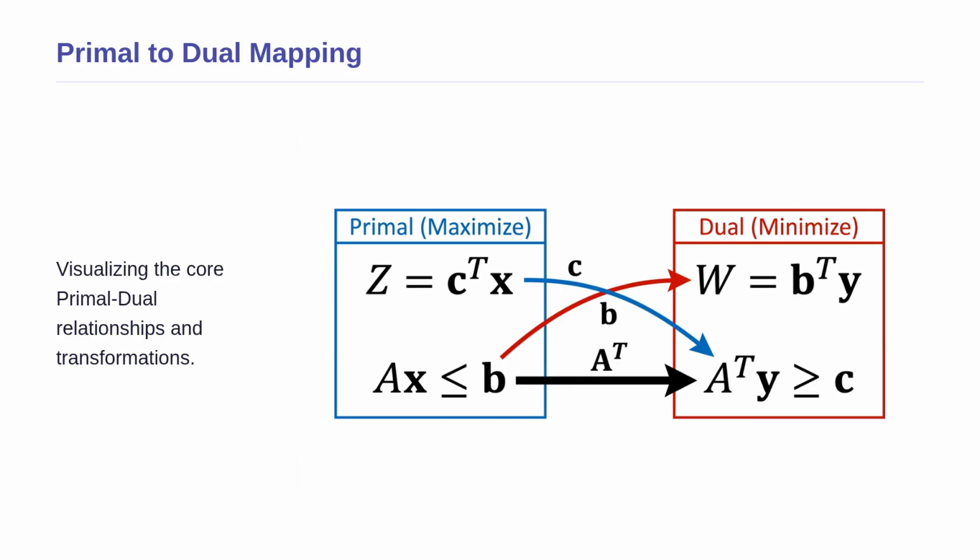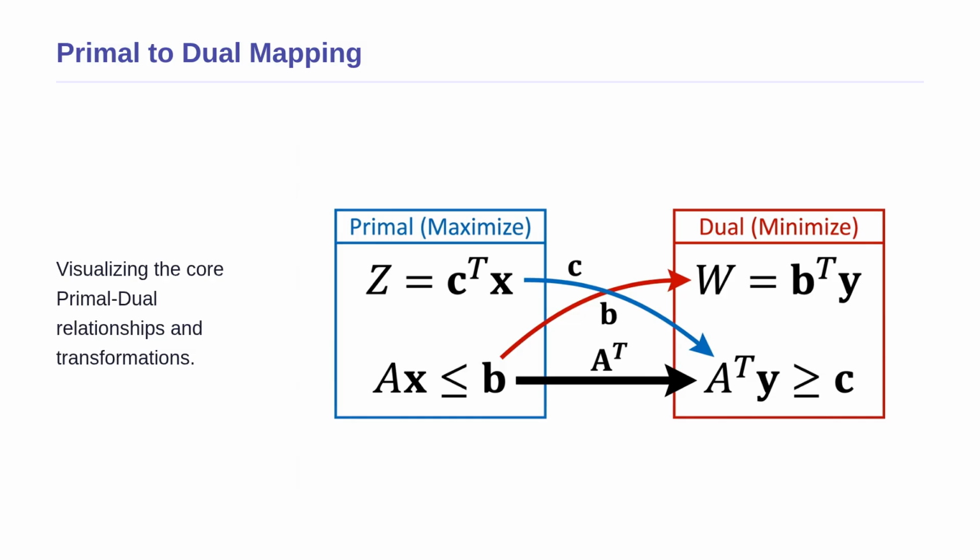Before we move on to a concrete example, let us visualize these transformations. What you're seeing here is the core mapping between the primal and dual problems. Notice how the objective coefficients of the primal, the vector C, cross over to become the right-hand side constants of the dual constraints. Conversely, the right-hand side constants of the primal, the vector B, cross over to become the objective coefficients of the dual. The constraint matrix A is transposed, meaning its rows become columns and its columns become rows.